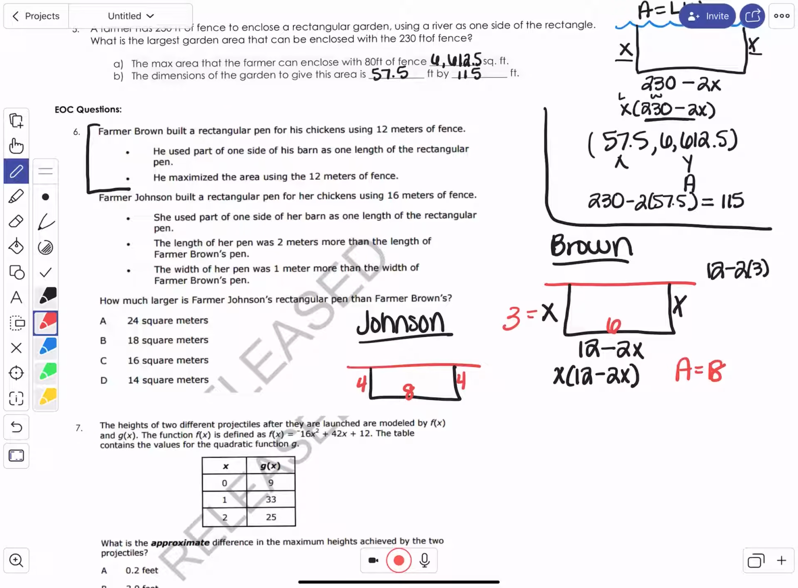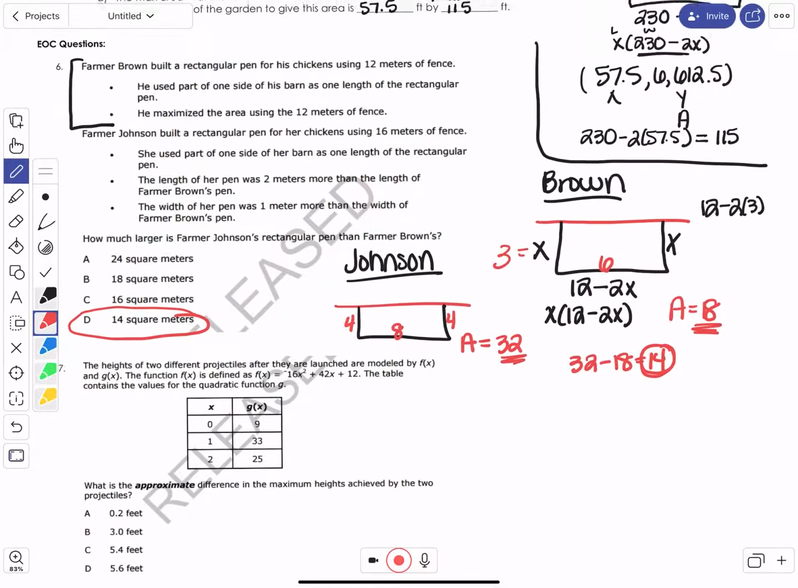How much larger is Farmer Johnson's pen than Farmer Brown's pen? So since it's talking about square meters, we're comparing areas. So Farmer Johnson's area, 8 times 4, is 32. So if we're comparing areas, we need to compare this area, 32, to 18. So 32 minus 18 is 14. So 14 square meters is our answer.